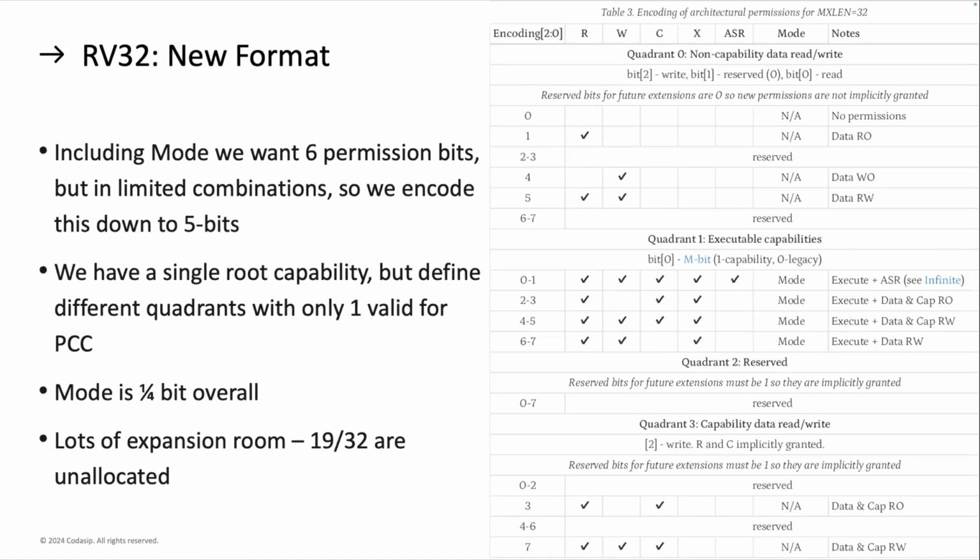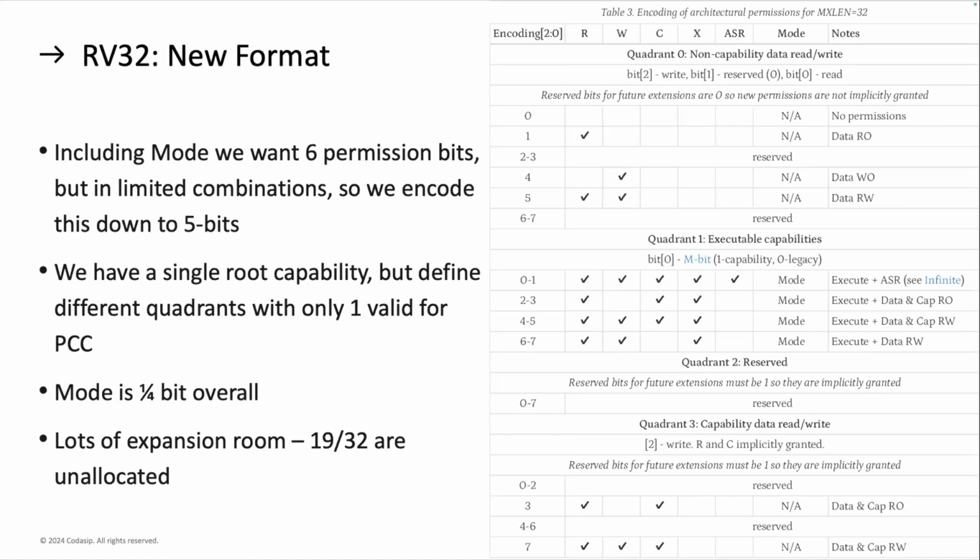So what can we say? So we've got 6 bits, we've got encoded into 5, and we split it up into quadrants. So I don't have a pointer, but quadrant 1 with all the ticks in is the executable region. And so you can only execute capabilities in quadrant 1. So in quadrant 1, you have the mode bit. And because that's only 1 bit in a quarter, so 1 quadrant, that's only a quarter of a bit overall. So that saves 3/4 of a bit, which is very useful.